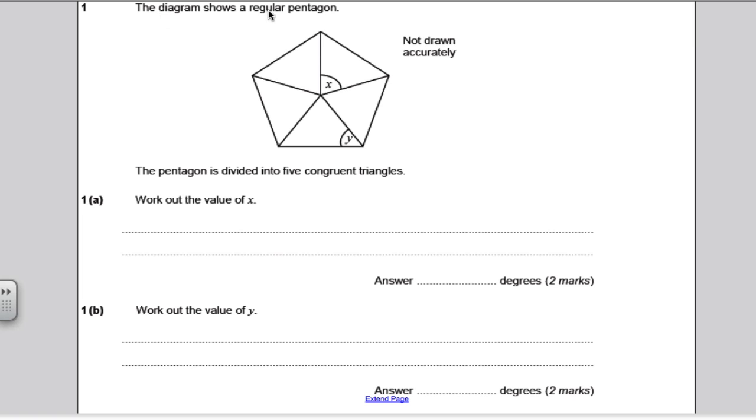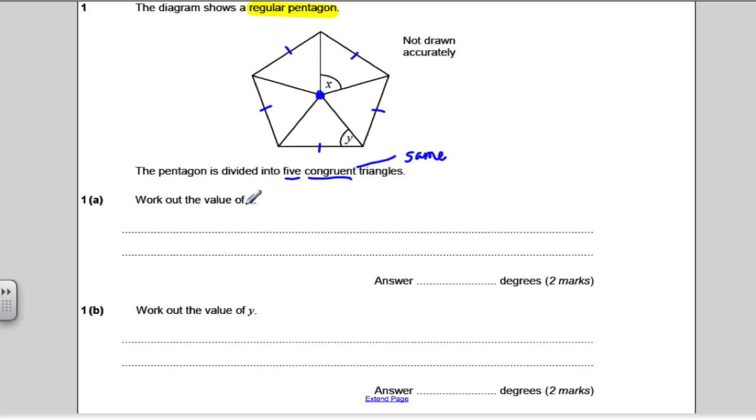Question 1. The diagram shows a regular pentagon. That means that the shape has 5 sides and each of the sides of the shape are exactly the same. That's what the word regular means. Each of the straight sides of the polygon are the same. The pentagon is divided into 5 congruent triangles. Now congruent in maths means the same. Given that each of these triangles are exactly the same, this point here must be the center point. Otherwise, if it was over here, the triangles would be different. For them to all be the same, this must be the center point.